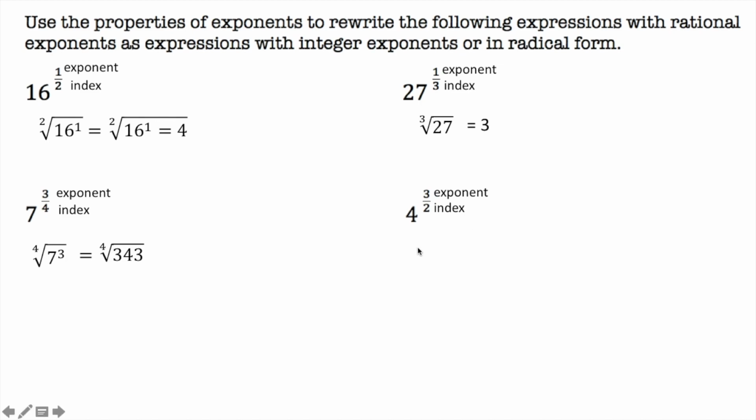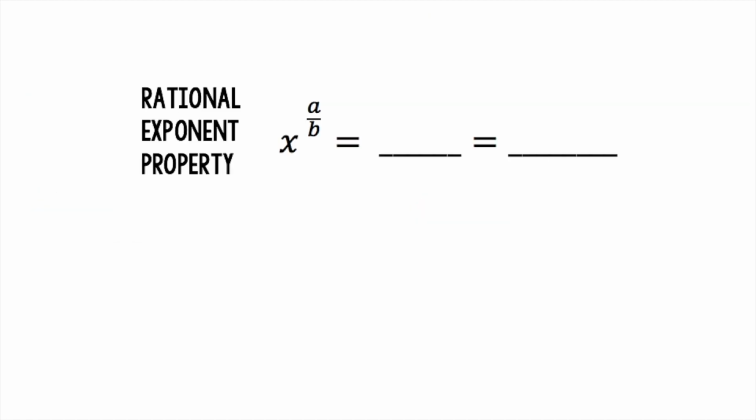The fourth one, 4 to the 3/2. This is your exponent, so underneath the radical will be a 4 to the 3rd power. 2 is your index, so that goes in front. We actually can calculate 4 to the 3rd power. That turns into 64. And remember what I said, whenever you have a 2, that's the same thing as square root. So you guys all should be able to do the square root of 64, which is just 8. All right, moving on to the next one.